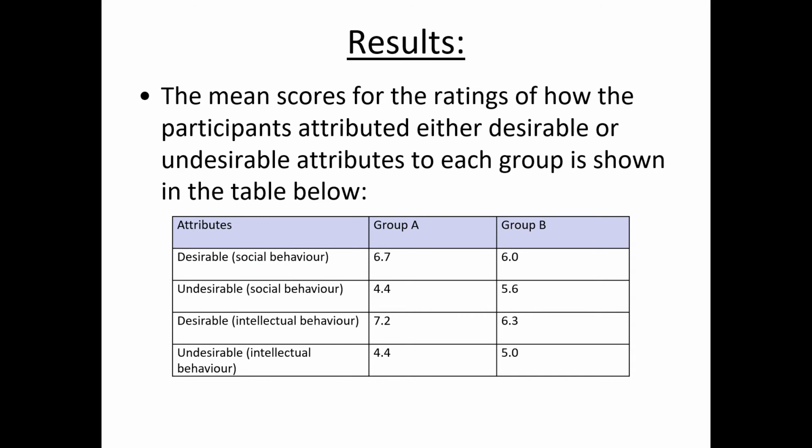We've got group A and group B. Now, with the desirable behaviour, we can see slightly higher desirable behaviour from A, and more undesirable behaviours from group B, more desirable intellectual behaviours from group A, and again more undesirable intellectual behaviours from group B. So basically, even though group A and group B were matched in terms of the ratio of good deeds to bad deeds, group A was perceived by the participants to have performed more pleasant, positive behaviours, and group B was seen to have performed more negative behaviours.